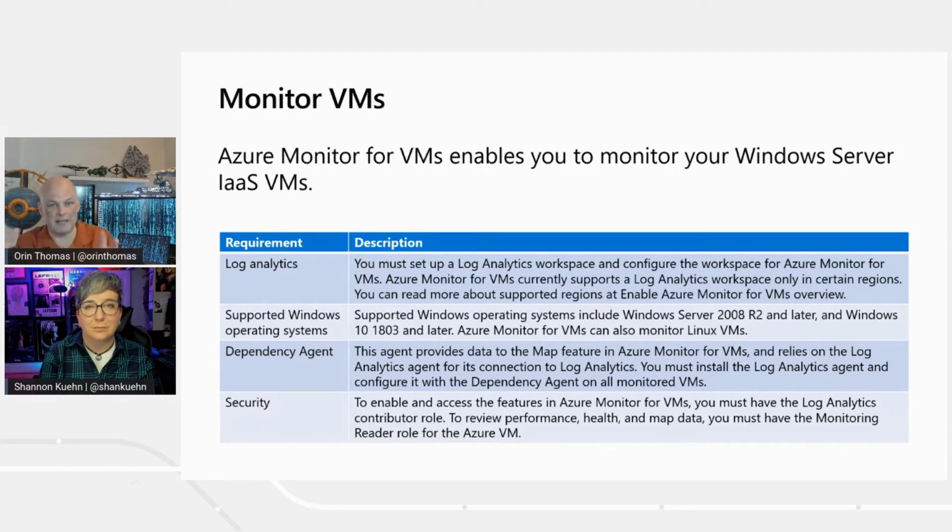Or if the VM is dependent on, for example, a DHCP server to get its IP address, or on a SQL server that hosts the database the application is using, all of that will show up in this map feature. It also relies on the Log Analytics agent to connect to Log Analytics.